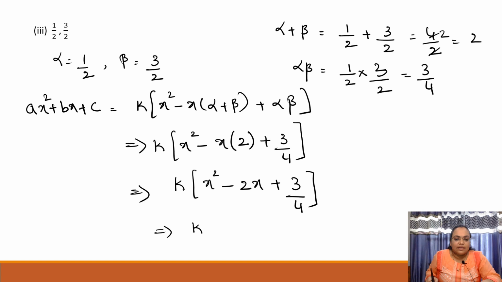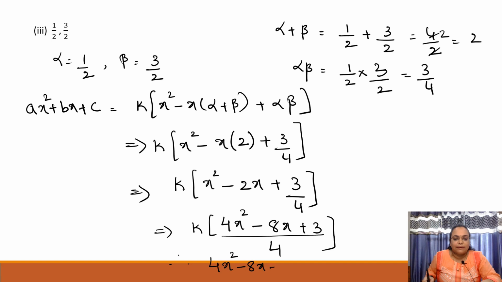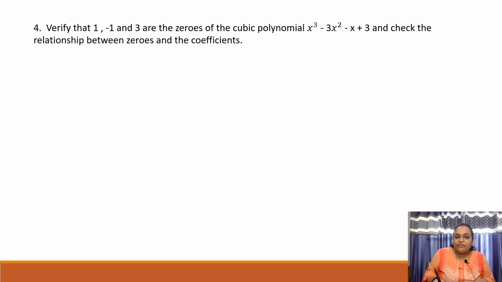If you take an LCM, that will be 4x square minus 8x plus 3 divided by 4. So therefore the quadratic polynomial will be 4x square minus 8x plus 3. Clear? So the next problem is: verify that 1, minus 1 and 3 are the zeros of the cubic polynomial and check the relationship between the zeros and the coefficients.